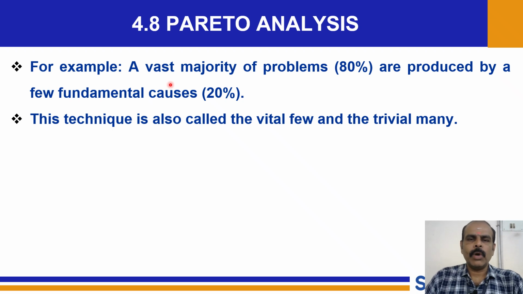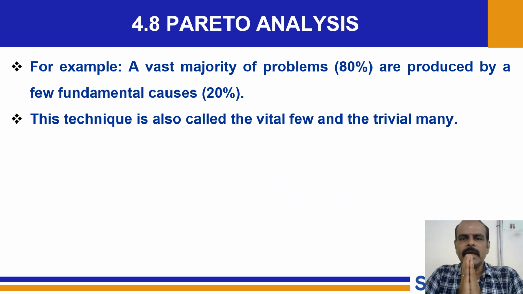Why 80-20? We'll deal with that next. Now, what is 80-20? A vast majority of problems, 80% of the problems, are produced by fundamental causes of 20%. In a very simple case, say we are facing a problem in our car. 80% of the problem is caused by 20% of the reasons. This is the simplest understanding. It need not be negative, it can even be positive. So 80% of the effect is due to 20% of the reasons. In the upcoming examples we can see all other things.